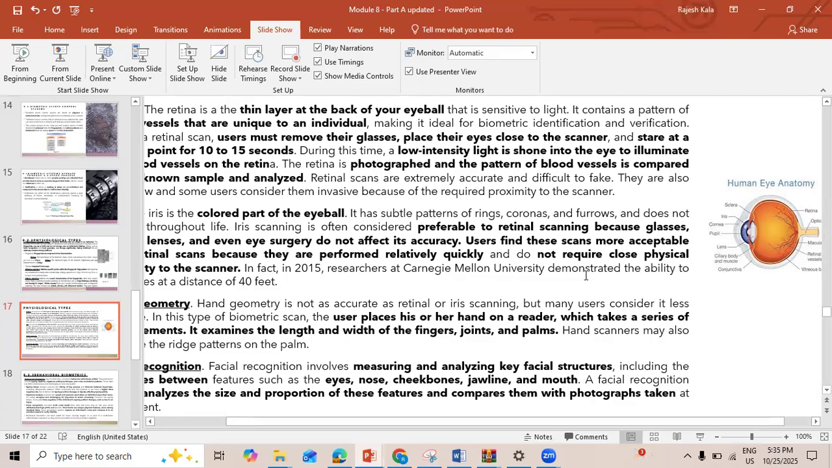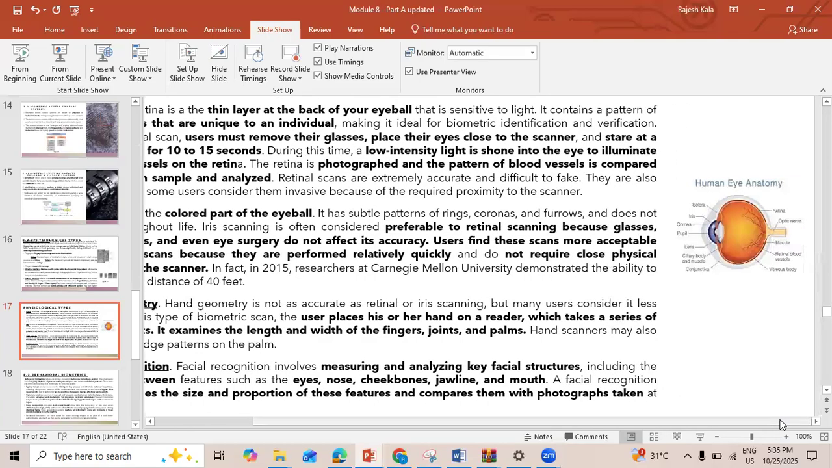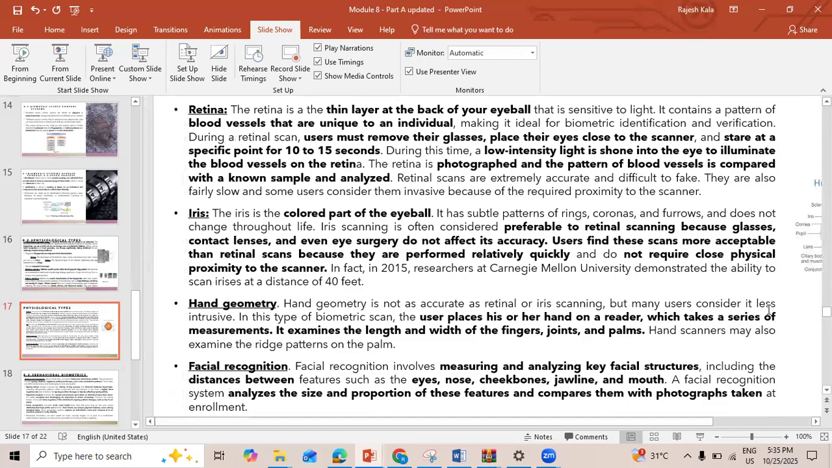You also don't need to be very close to scan your iris. There also, the already scanned iris data will be in the database. Whenever you scan again, at verification time, it will check against the stored iris in the database. If both match, he is authorized or authenticated to enter the physical space.